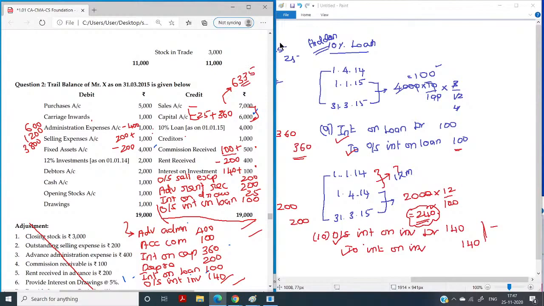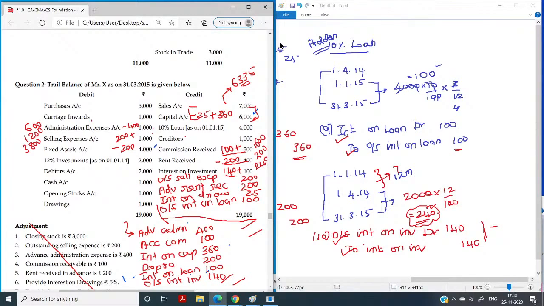And commission, you have to add these two, so it is now 600. And rent receipt you have to subtract, so 400 minus 200, now revised rent is only 200. Interest on investment 140 plus 100, 240. We have done all the posting, right?